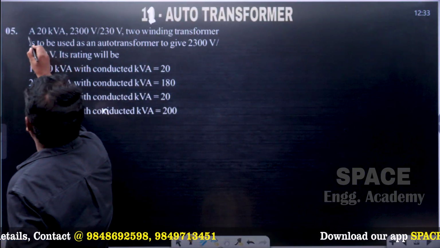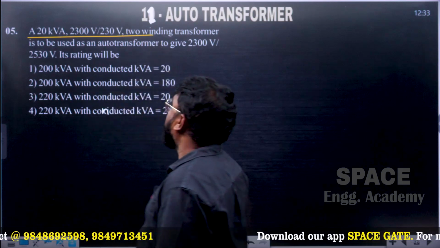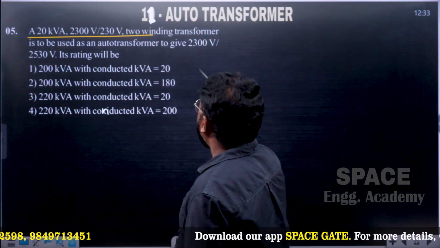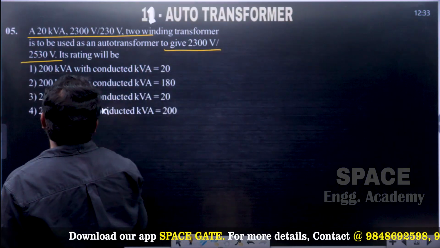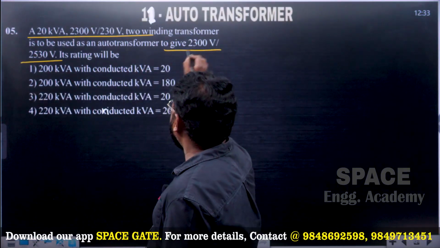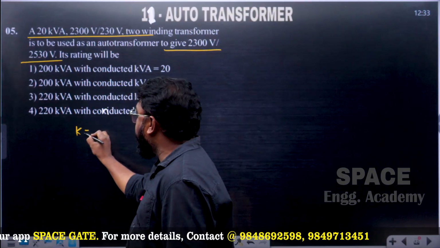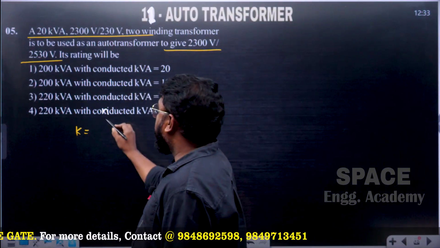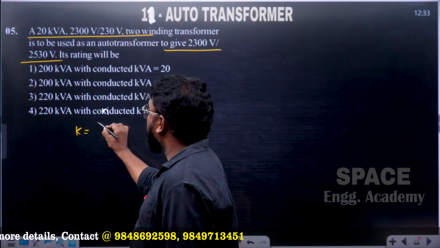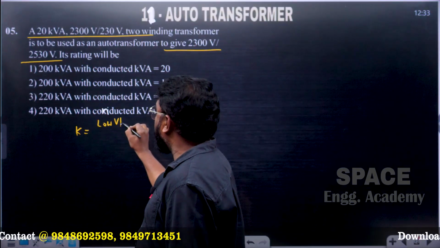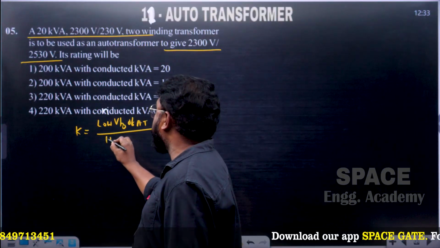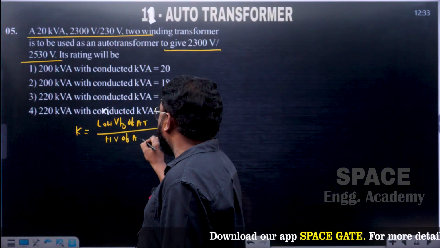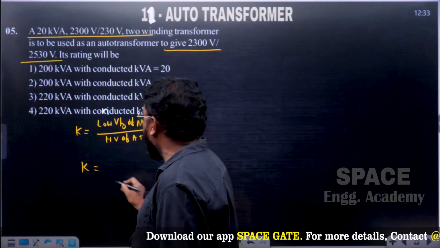So these are the voltage rating and power rating of the two winding transformer, and it is given as the auto transformer voltage rating. From the auto transformer voltage rating you can find out the value of K. K is equal to the low voltage of the auto transformer divided by the high voltage of the auto transformer.